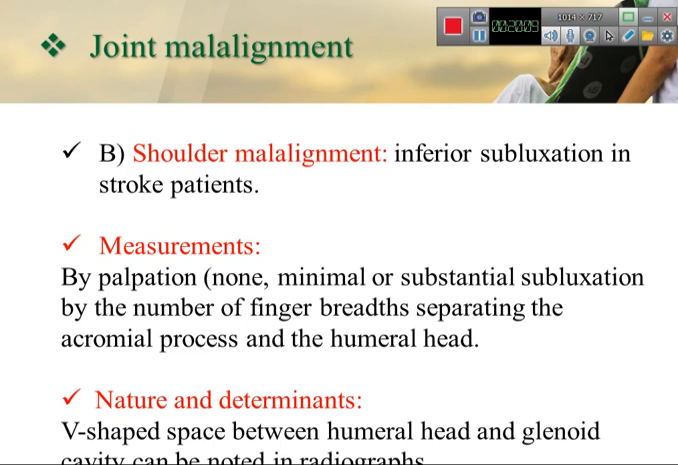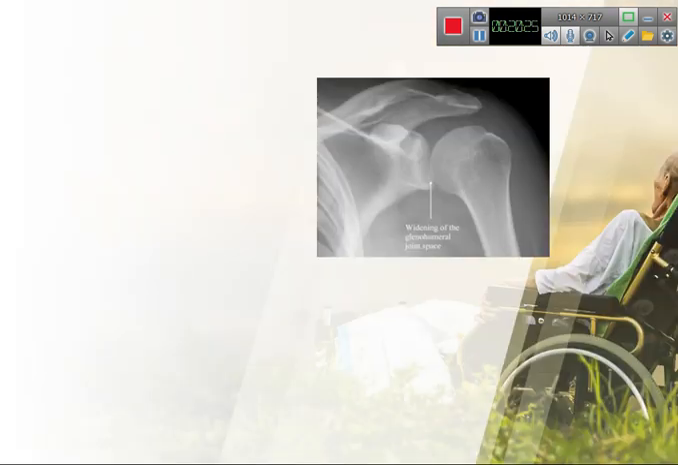In radiographs, if we see a V-shaped space between the humeral head and glenoid cavity, we can assess and conclude that there is joint malalignment, shoulder malalignment. Let's see. This is the V sign between the glenoid cavity and the head of the humerus. If you see this V shape, you can conclude that this is a shoulder malalignment.